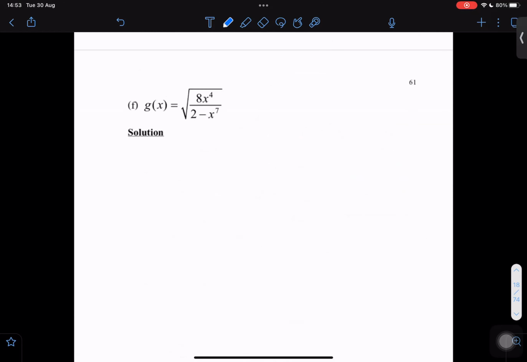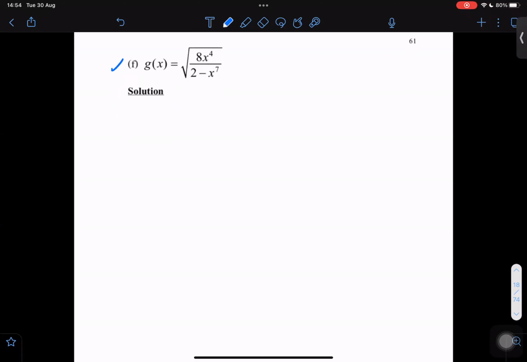Okay, and this one, I think you please try to answer yourself, and on Thursday, I am going to answer it for you. Okay, so try to do it yourself. As I already said, this one is 8x to the 4 over 2 minus x 7, and it's 1 over 2, like this.